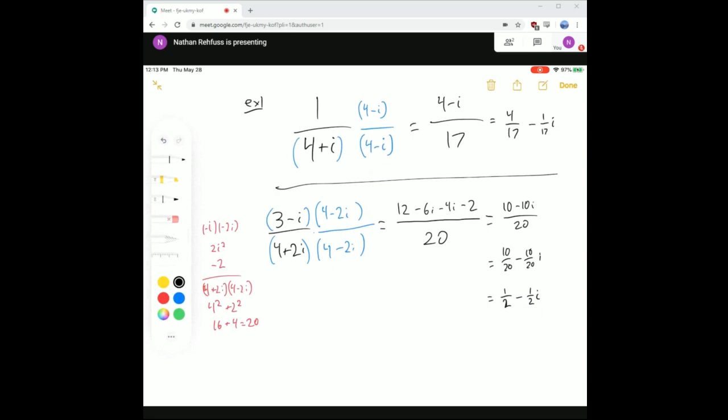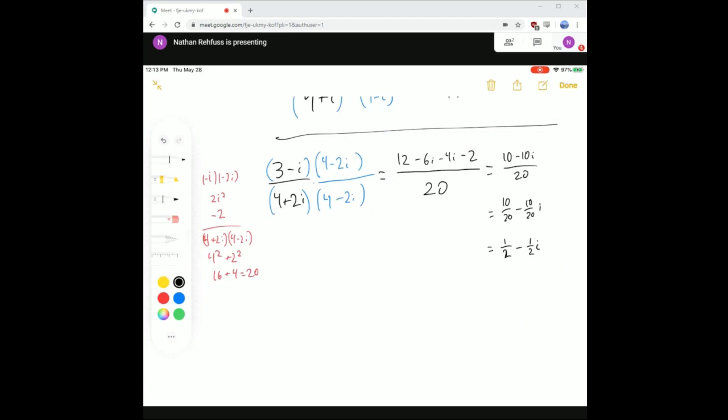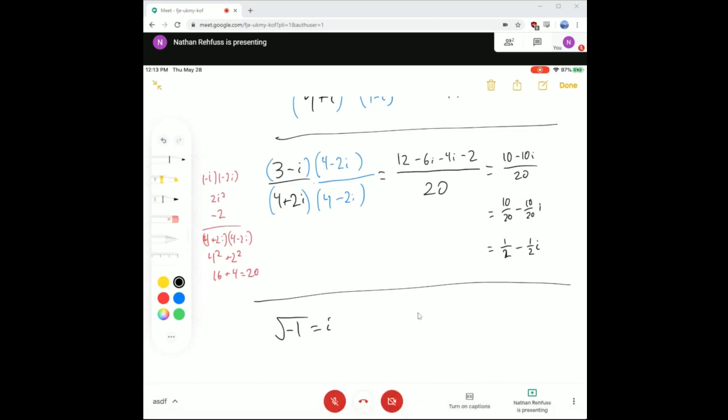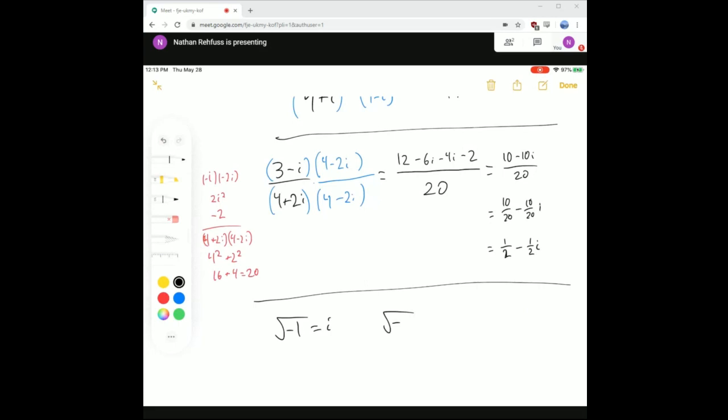Oh, wow. I skipped a line in my notes in the very beginning of the lecture. I just want to show how to simplify some stuff. I said root negative 1 equals i. I want to show how to actually use these in a quadratic equation. So if I ended up with root negative 25, you know what that's going to be?